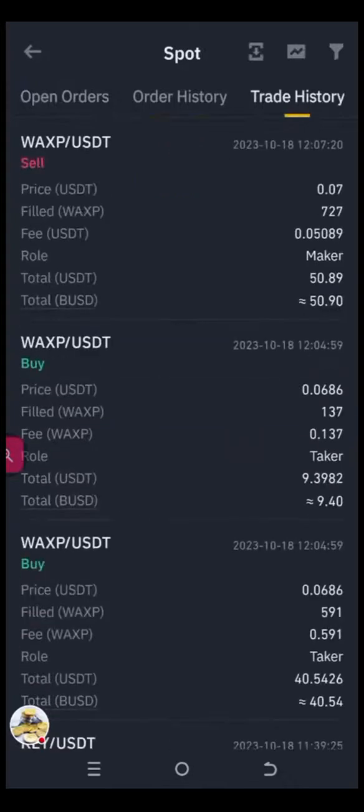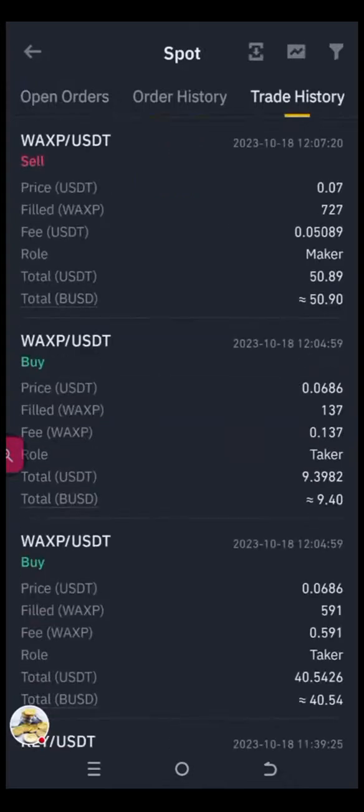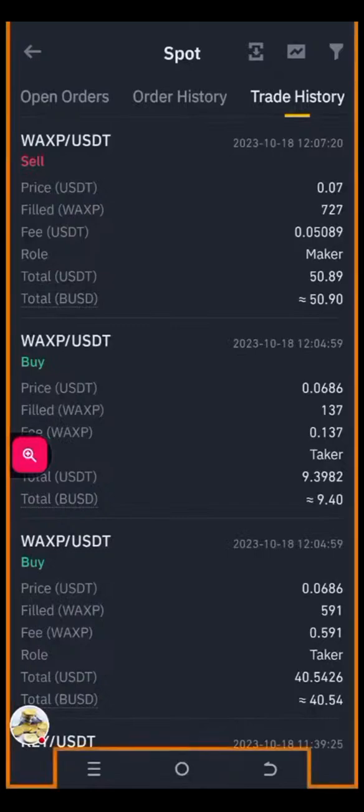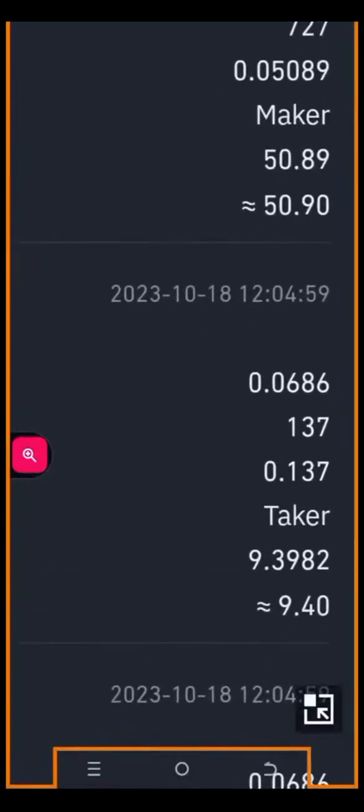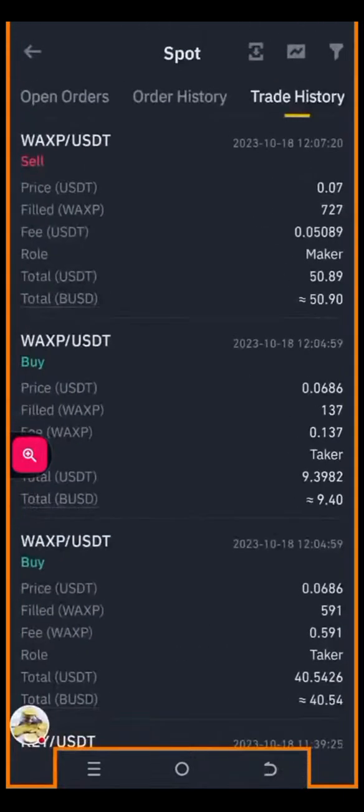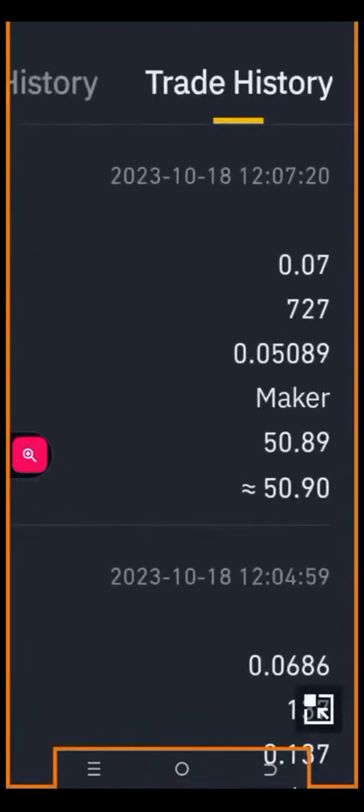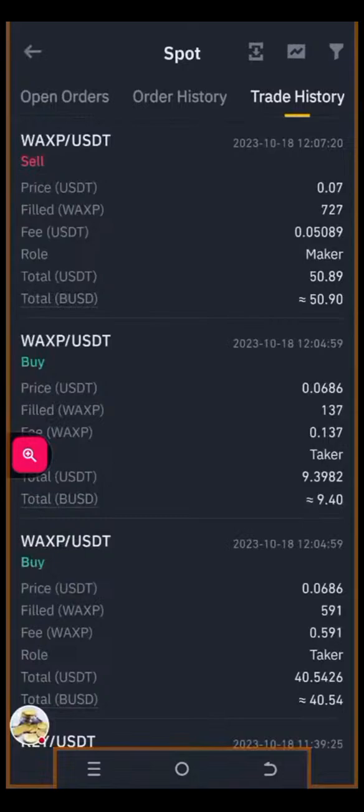How much did we buy it at? Look at it. We bought it at 0.0686, right? Look at that. We bought it at 0.0686 and then we sold it at 0.07 and we made 90 cents. Oh my gosh, this is beautiful. 90 cents. What's that?